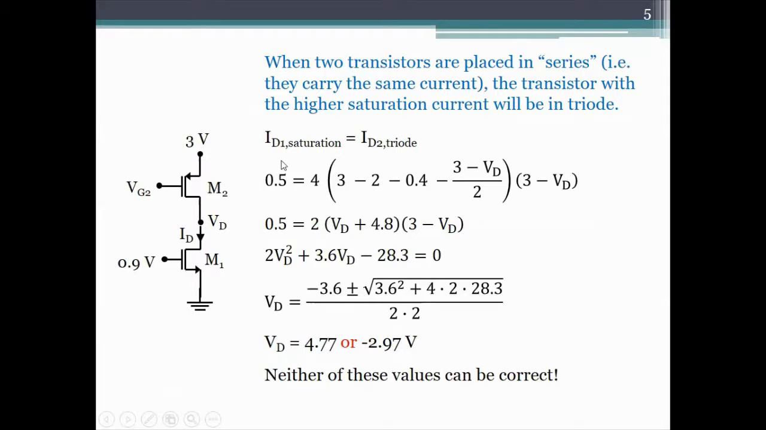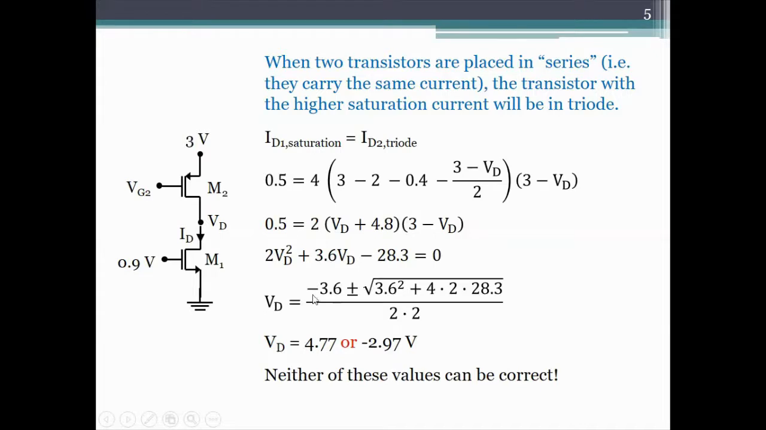Once we figure that out, then we of course just write the two drain current equations, equate them, and the only unknown will be VD, and we solve. So we'll get a quadratic and we find VD. VD is 4.77 or 2.97 volts.